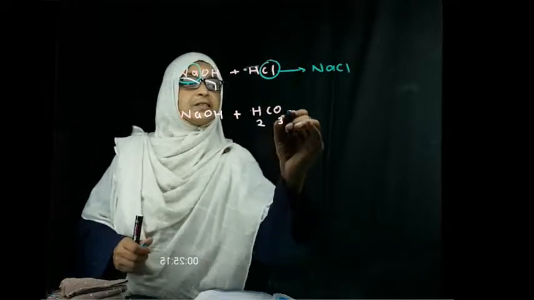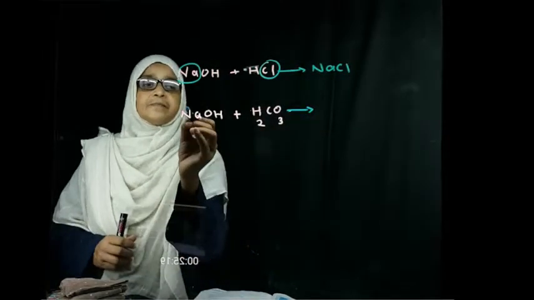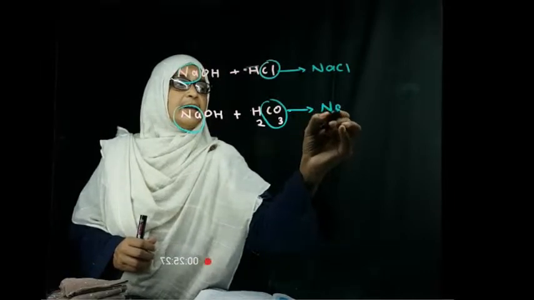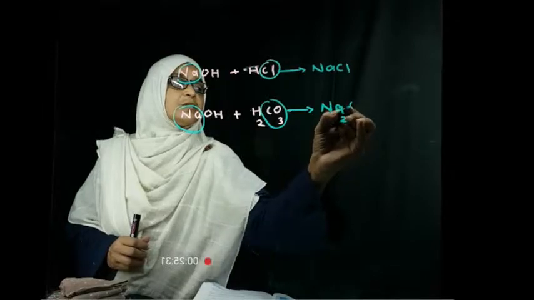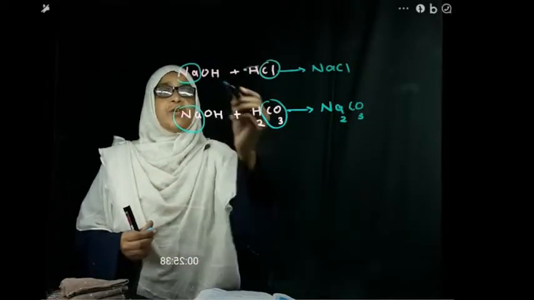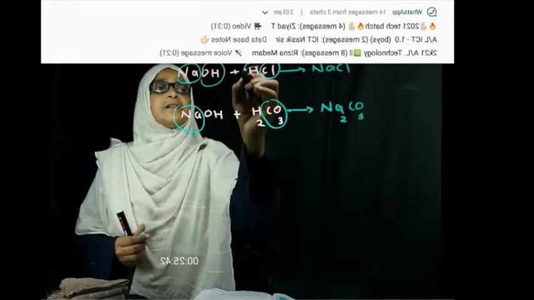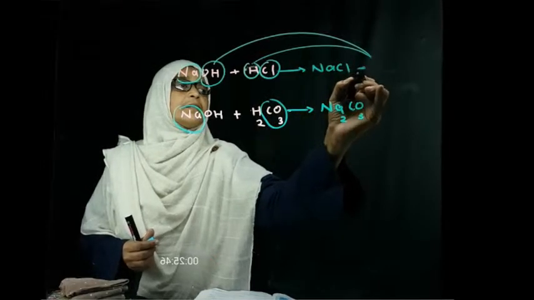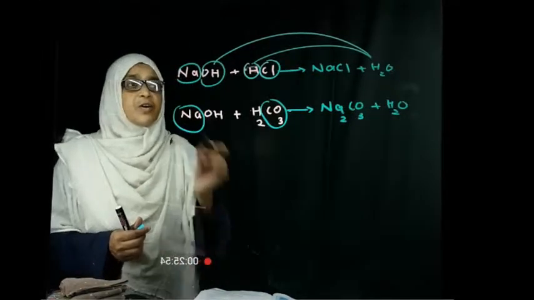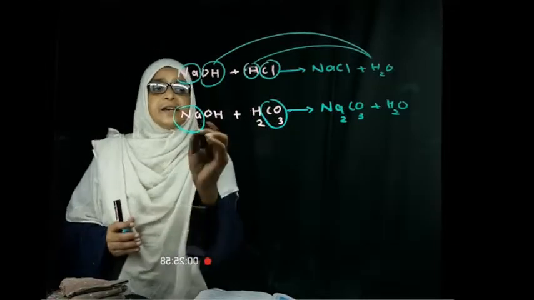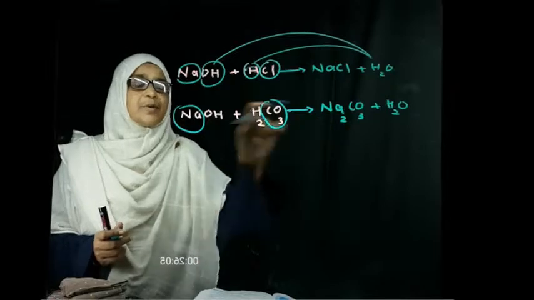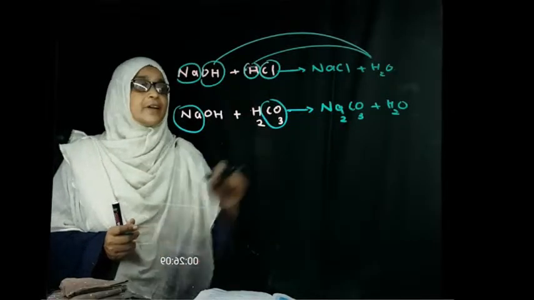What will be the product? Sodium HCO3 minus. Then Na2CO3. And this water is a common product, isn't it? Here also water forms. Water is common for all the neutralization. Here, base is strong. Acid is weak. Now, what is the product? Sodium carbonate.